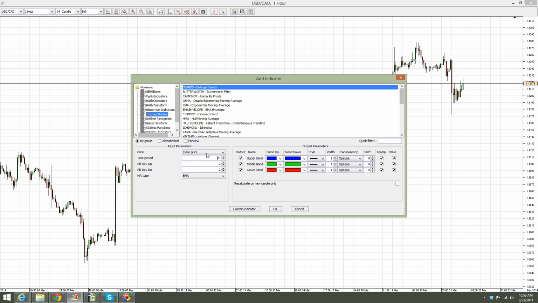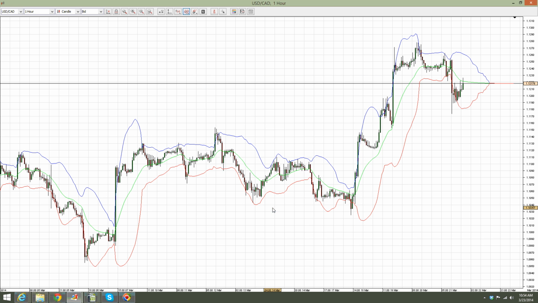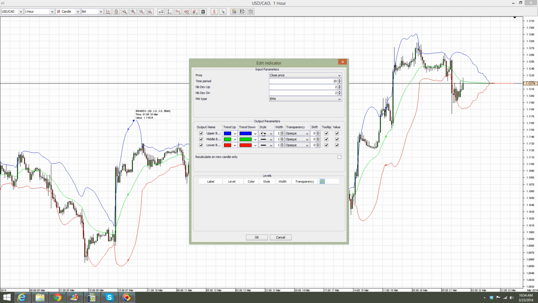Also use the close price, so you want to use the close price on the candle and not the open price. I mean, you can play with them as you want, but the close price is the most important. I want to see when the candle closed, not when the candle opens. So if you click OK, this is the Bollinger Bands indicator. Let me make it a bit more visible. So let's make it 2, 2, and 2, like this.